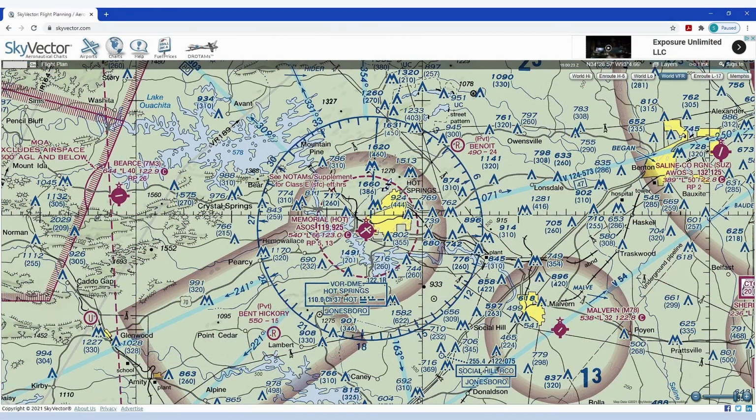Each VOR has a data block located in a blue box near the VOR station. If a VOR is located on an airport, there will be a dot at the approximate location of the VOR on the airport symbol. The compass rose will encircle the airport, and the type of VOR will be listed above the data block. Let's take a look at the data block for the Hot Springs VOR.